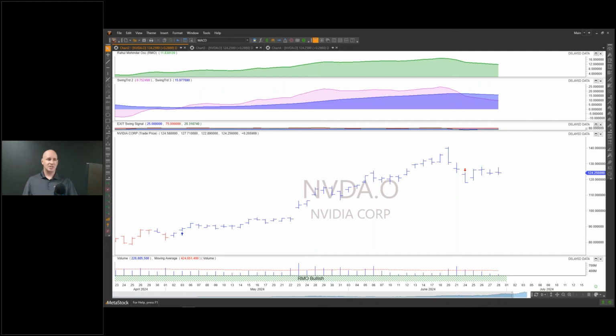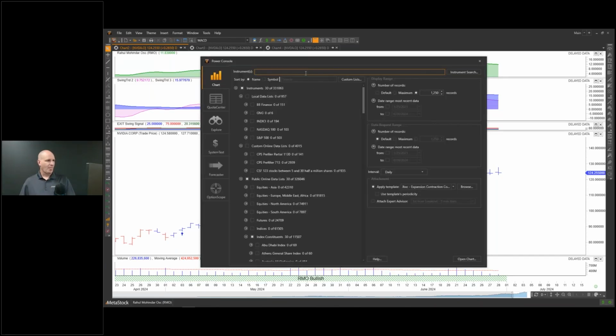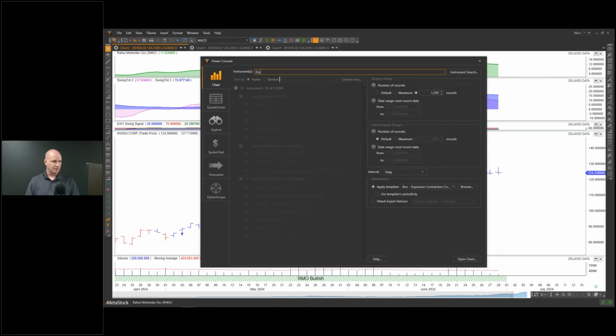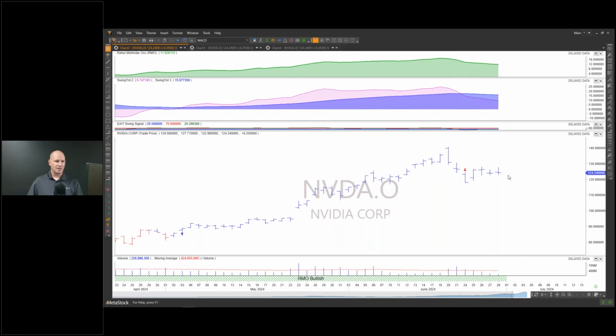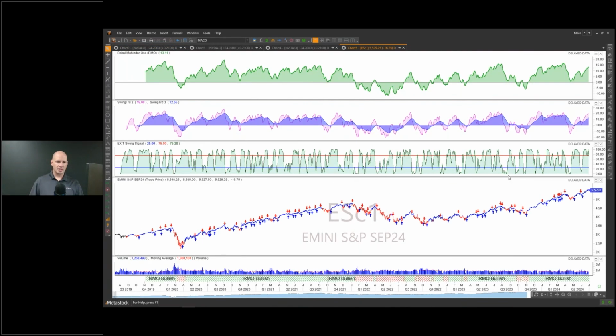Okay, and you can use this on any time frame, any trading instrument, whether it be crypto, futures, forex, securities, whatever it is you may trade. So just for example, we'll just bring up, maybe say the E-mini, and we'll do the RMO model shaded here and just show you quickly what it looks like.